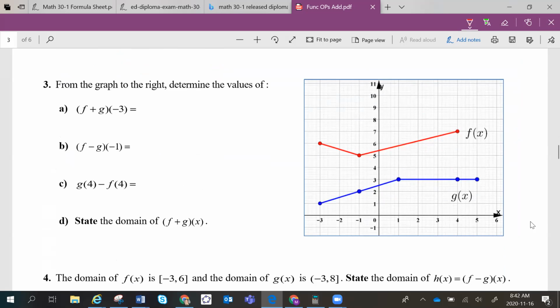All right, let's try another one. Let's make sure you got this. So here's function f, here's function g. I want you to pause the video and try to answer all 4 of these questions.